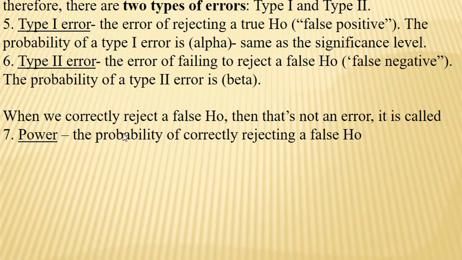Next, when you correctly reject a false H0, so you said I reject H0 when it really was false, that's not a mistake. That's a good thing. And that's called power. So that's the third definition you need to know. Power is correctly rejecting a false null hypothesis. So that's a good thing. So those are the definitions that you must know.